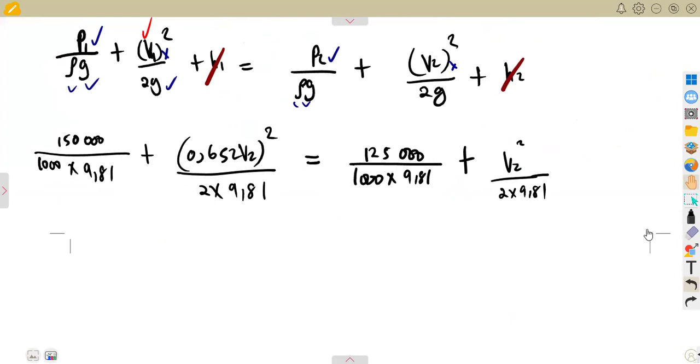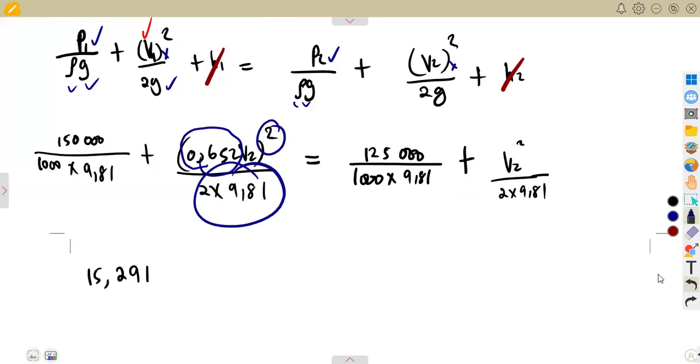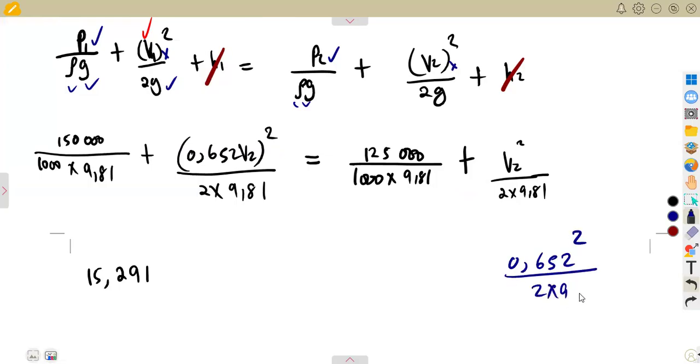Okay, so let us see the way I simplified here, guys. I simplified this together and got a value there, which is 15,291. It's 0.652 squared over 2 times 9.81. So this is going to give us a decimal, which is 0.0217, something like that, and V2 will be raised to the exponent of 2, so it's going to be V2 squared.